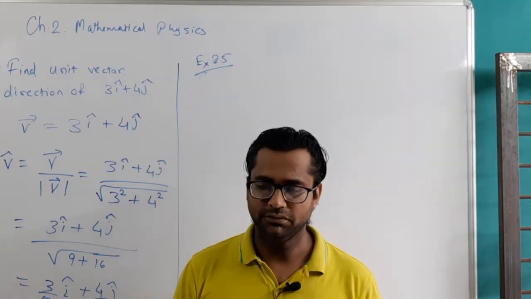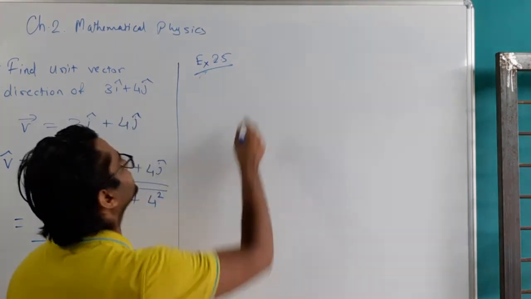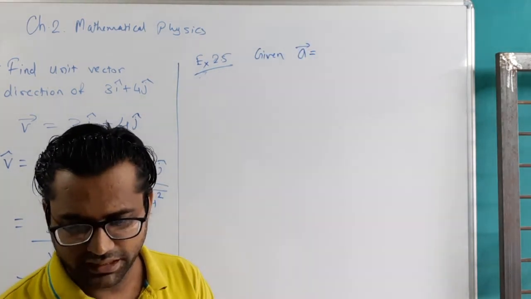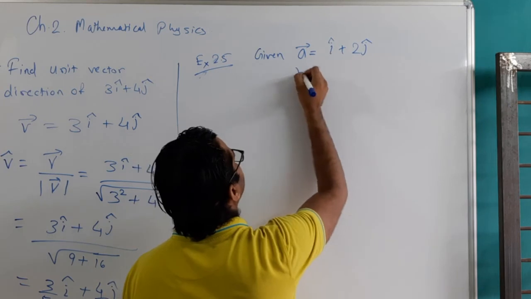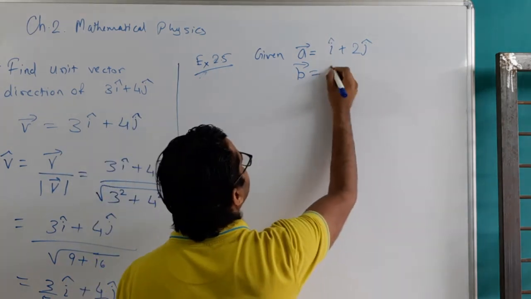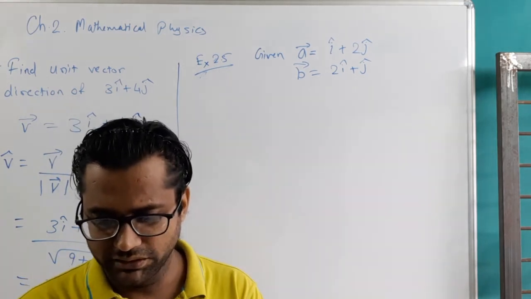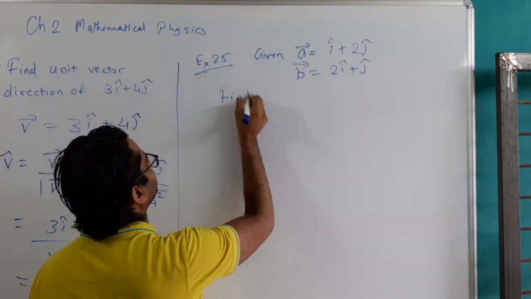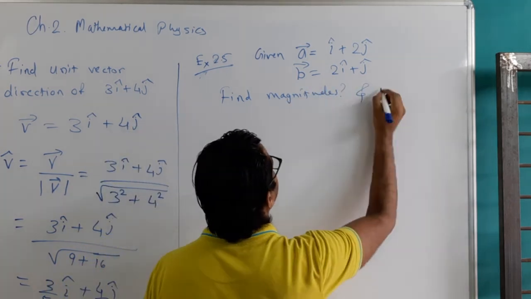Let us solve example number 2.5. You can refer to the question in the textbook. It is given that a vector is i cap plus 2j cap, and another vector, b vector, is 2i cap plus j cap. What are the magnitudes of the two vectors? Are these vectors equal? So we have to find the magnitudes and check whether they are equal.